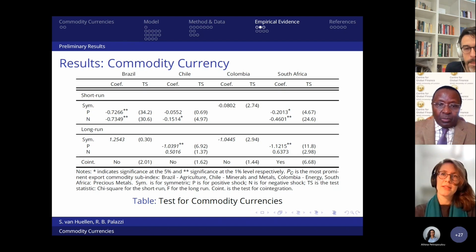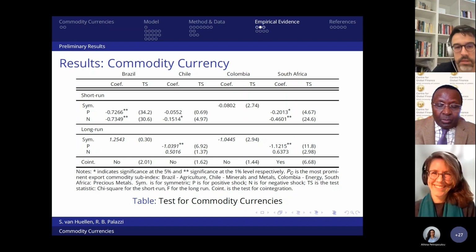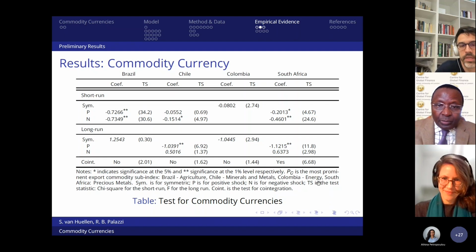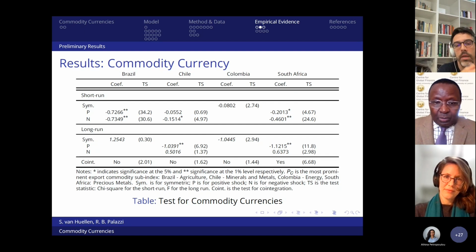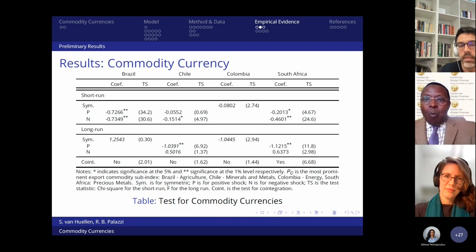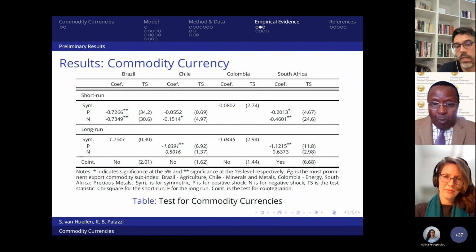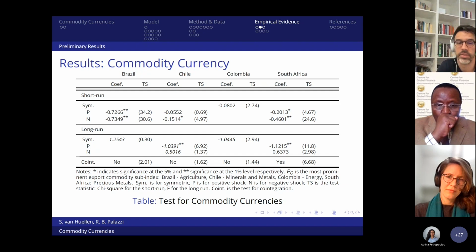Here we have results for actually all 4 countries. You want to continue? Yeah, just to understand the coefficient here: we reject the null hypothesis. So for Brazil we have an asymmetric effect for the positive shocks. And we could not reject the null hypothesis for the long run, which is kind of interesting to see.